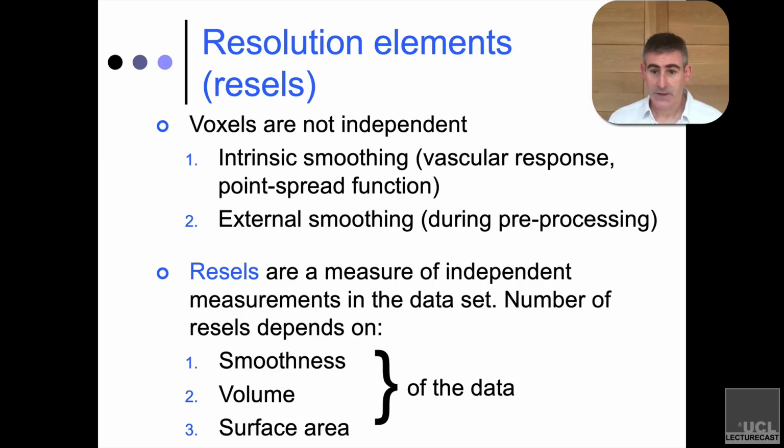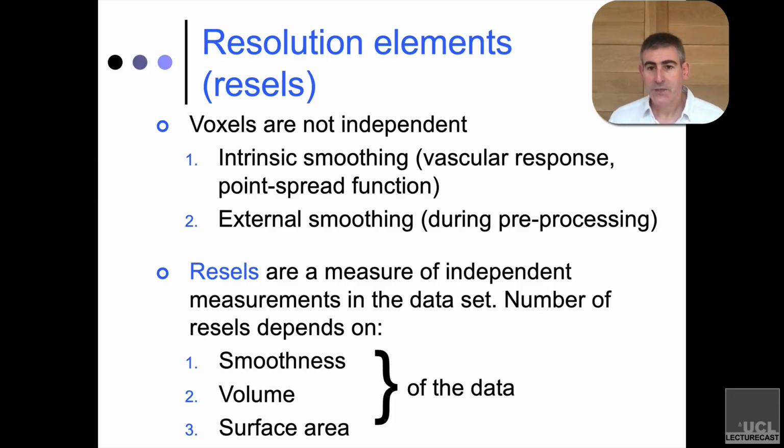It's going to depend on the smoothness of the data, the volume of the data, and the surface area of the data; that determines the number of resels that we have. Obviously, the smoothness is going to make a difference. If you've smoothed it more, then you're going to have to move further away to get to independent data elements. That means there are going to be fewer resels in your image than there would be if you had smoothed it less. Hopefully that makes intuitive sense. Similarly, volume is obvious, right? If you have a larger volume, then by definition you have more resels than if you have a smaller volume.